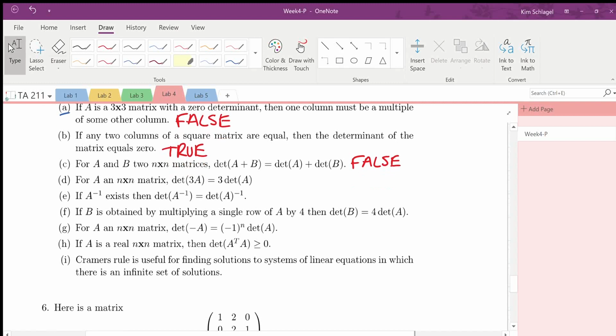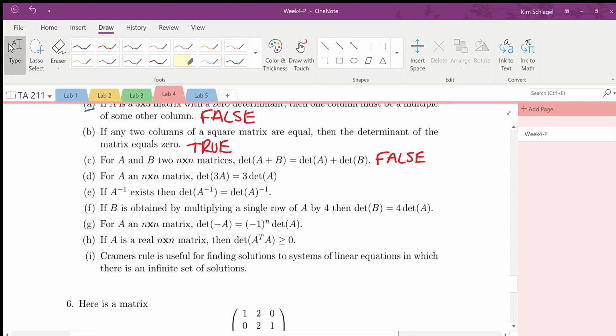Okay, so moving on to the next one, we have A is an n by n matrix. So is this statement here true? Does the determinant of 3 times A equal 3 times the determinant of A? Okay, so I'm going to give you another example. So let's set A equal to 1, 2, 0, 3. And the first thing that we're going to do is figure out what 3A is. So 3A is just going to be 3, 6, 0, and 9.